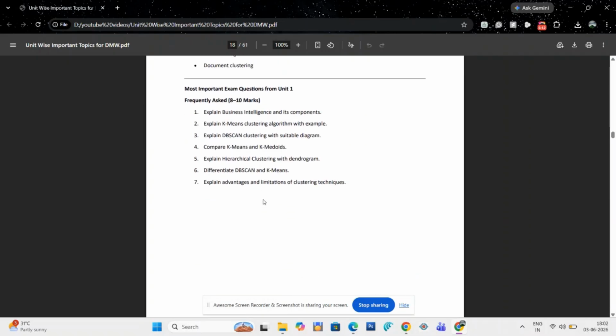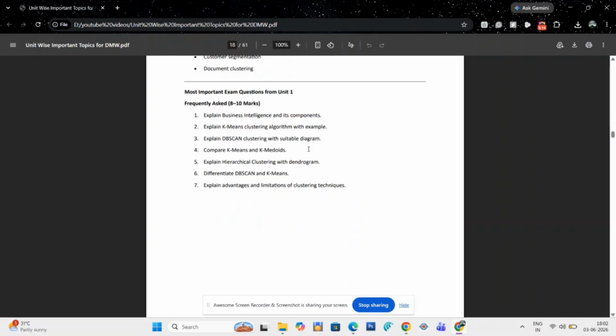Okay, so from that, overall this is unit 3, the most important exam questions from unit 3. Okay, unit 3 frequent 8 to 10 marks questions are: first, explain business intelligence and its components; explain K-means clustering algorithm with example; explain DBSCAN clustering with suitable diagram; compare K-means and K-medoids; explain hierarchical clustering with dendrogram; differentiate DBSCAN and K-means; and explain advantages.